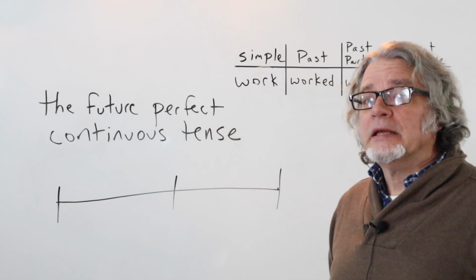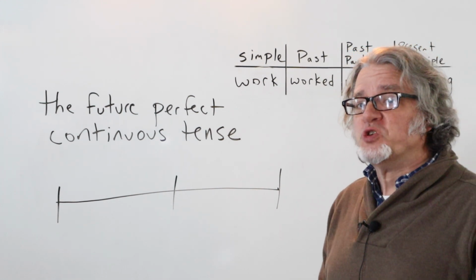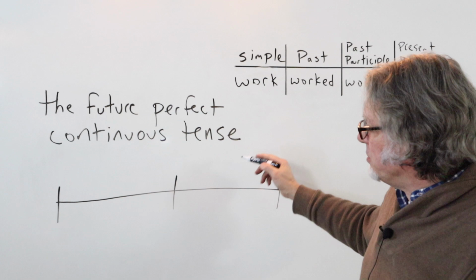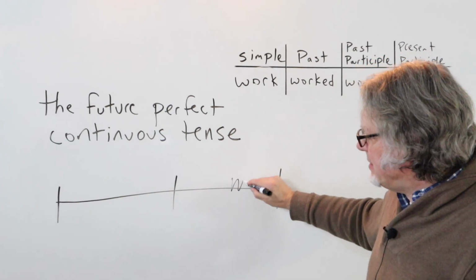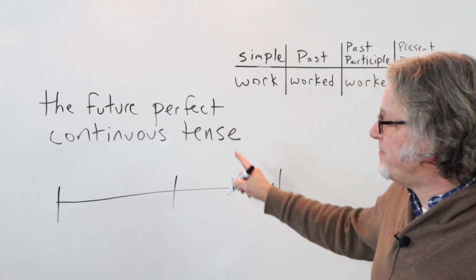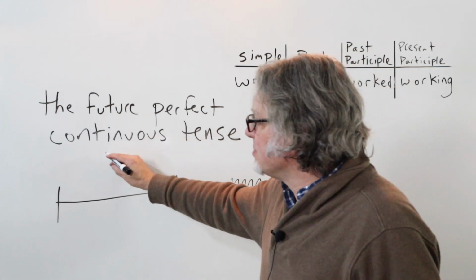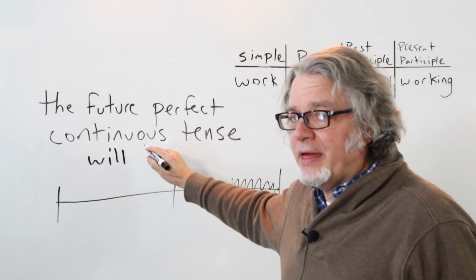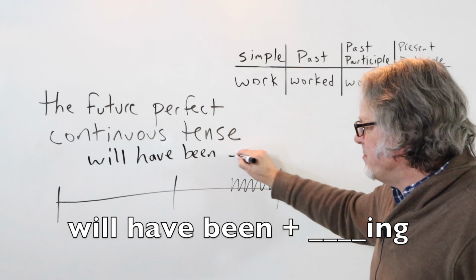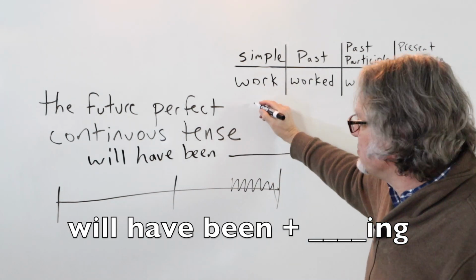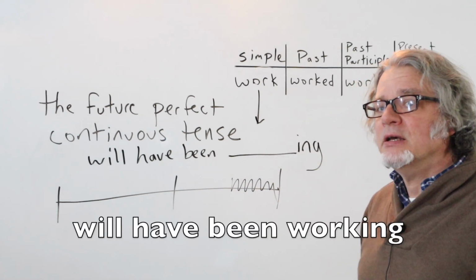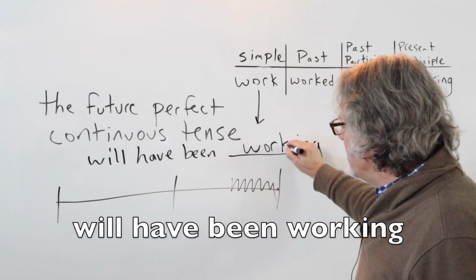The future perfect continuous tense is similar to the future perfect tense, and it is also very difficult to use. But you're talking about some activity that happens in the future and it's continuous. To form the future perfect continuous tense, use will, then have, then been, and then the main verb, which would be this simple form here, and an ing ending. Will have been working.